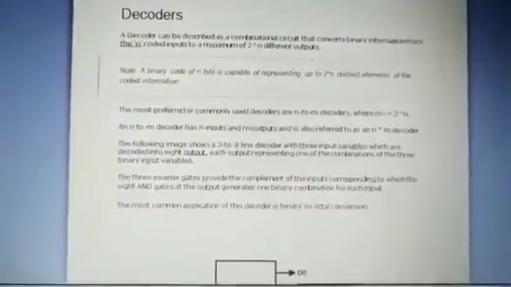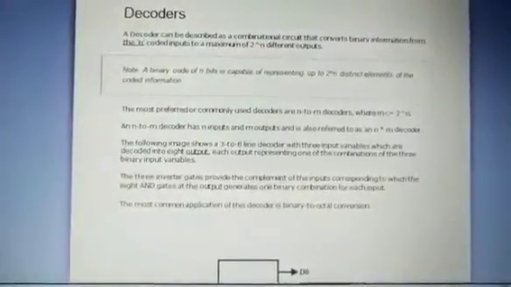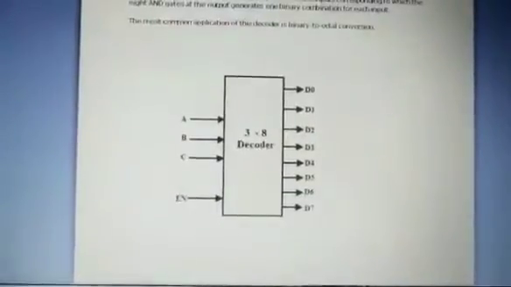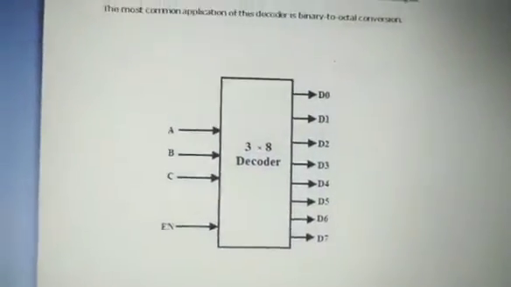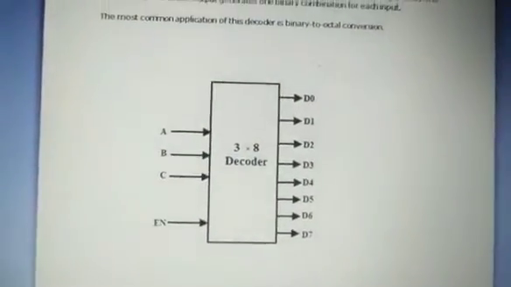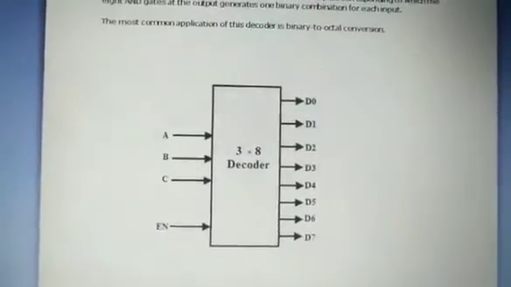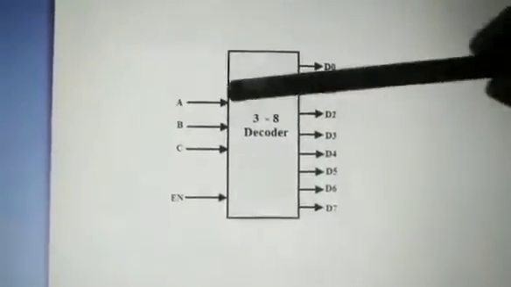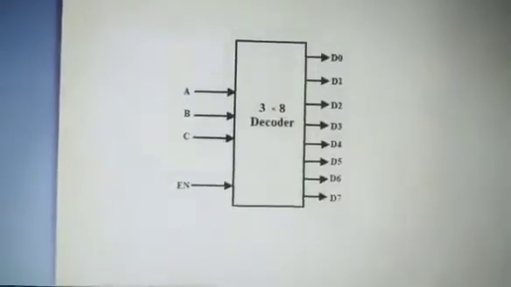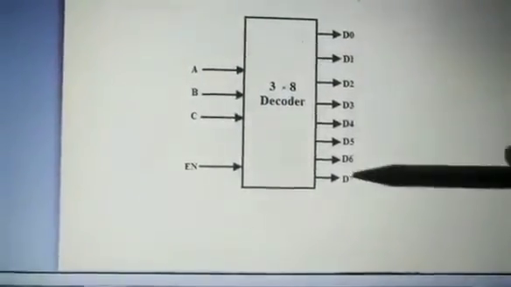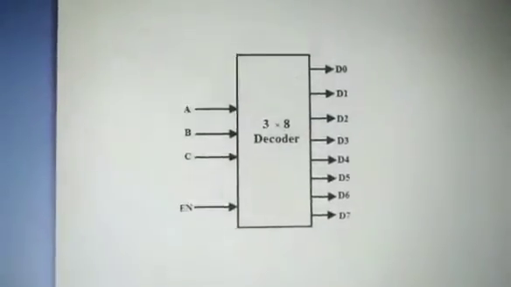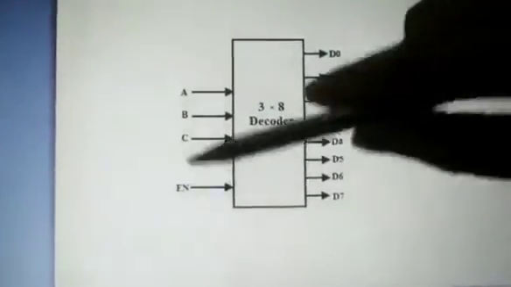Now come to the logical diagram of a 3x8 decoder. 3 cross 8 means 3 is the number of inputs, that is A, B and C. And the number of outputs is how many? 8. So D0 to D7. And one enable input is there.